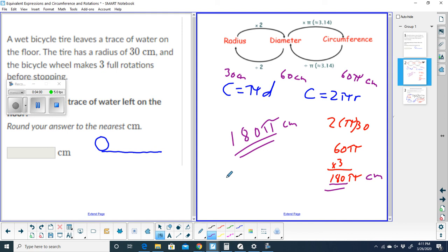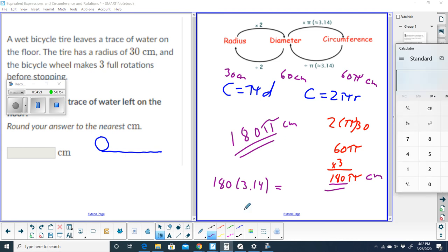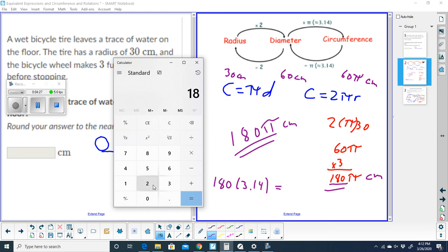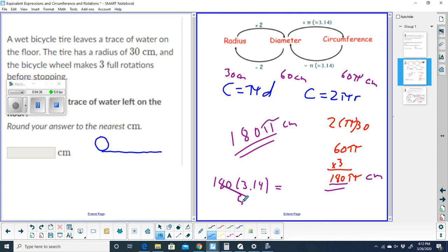Now, if they ask you, you can put 180 pi into here. Khan Academy will accept that. But if they say, round your answer to the nearest centimeter, you can do 180 times 3.14, which is equal to, handy dandy calculator, where are you? All right, 180 times 3.14 gives me 565.2 centimeters, which we would round to 565.